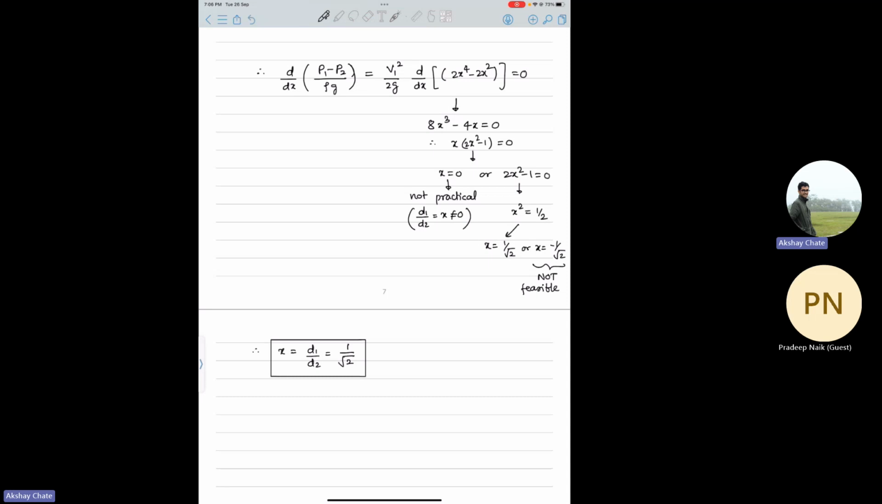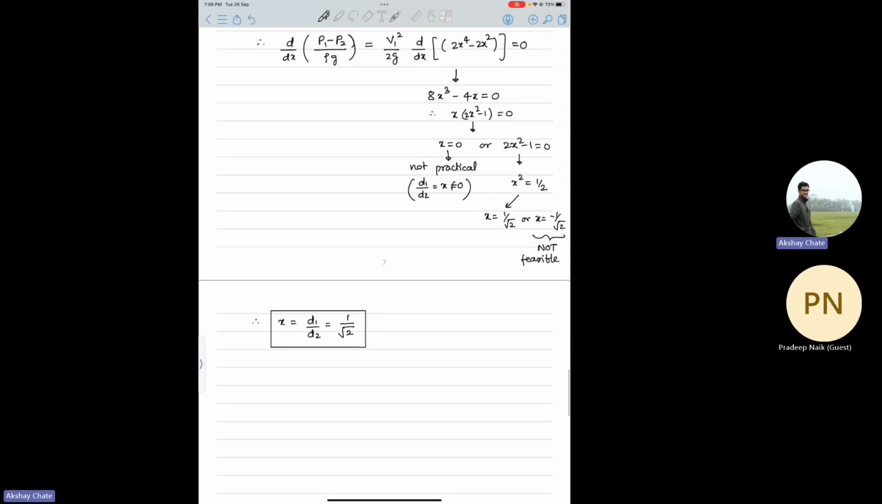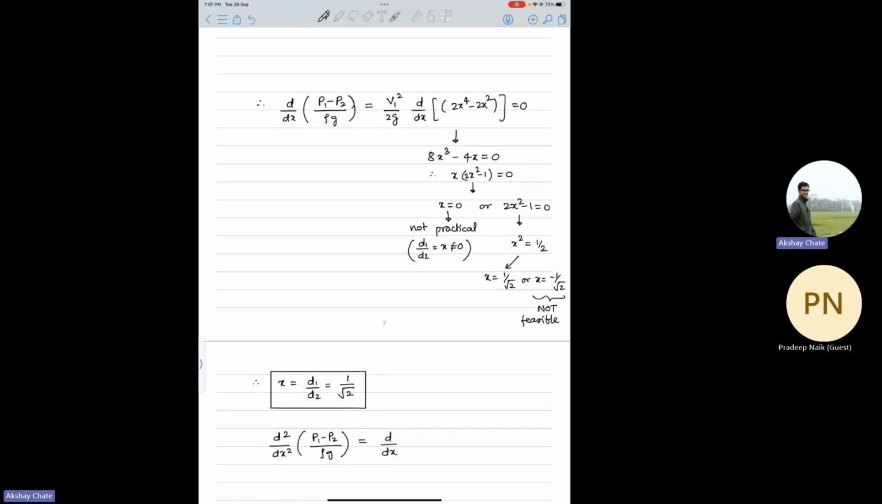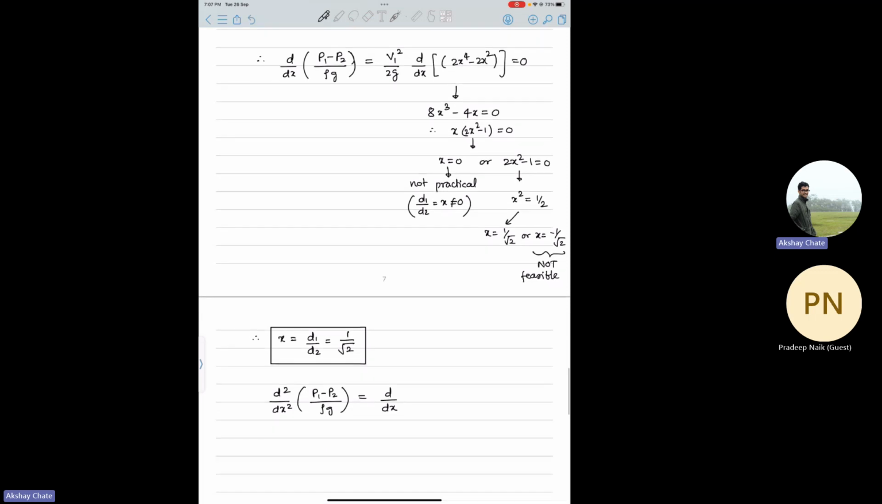Now, as I said earlier, you can take the second derivative just to check whether it is maximum or minimum. So if you take the second derivative of the P1 minus P2 term, it is basically taking the derivative one more time of this, where you had 2x cube minus x. Basically, we have to take the derivative of 2x cube minus x one more time. Then it will become 6x square minus 1.